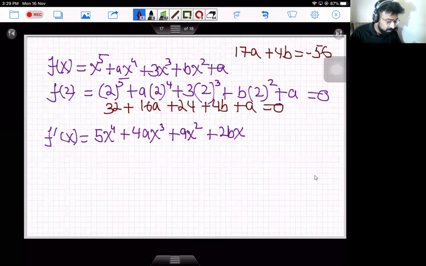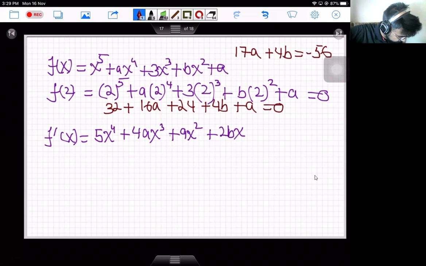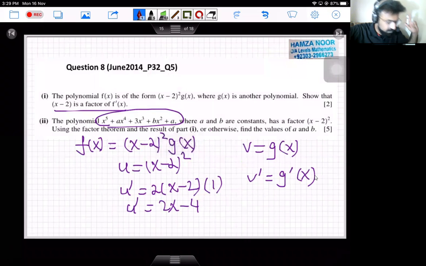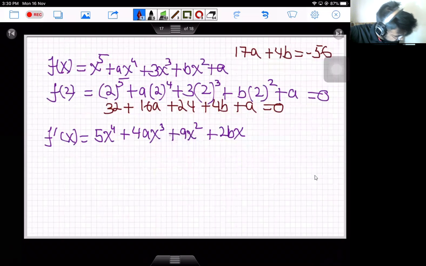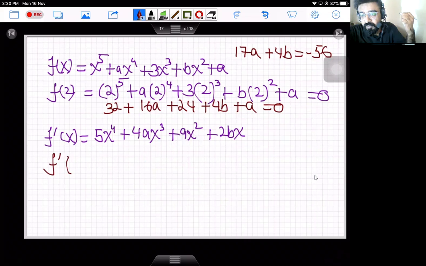All right. Now we are finding the second connecting equation. I mean the second equation which is connecting the variables a and b. And for that purpose, we have this f dash x function. And since we know from the first part that x minus 2 is a factor of f dash x. All right. X minus 2 is a factor of f dash x. So you have to substitute the value of x, which is x is equal to 2, into the f dash x function, so that your remainder turns out to be equal to 0.